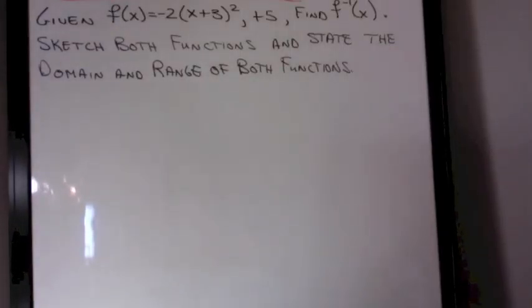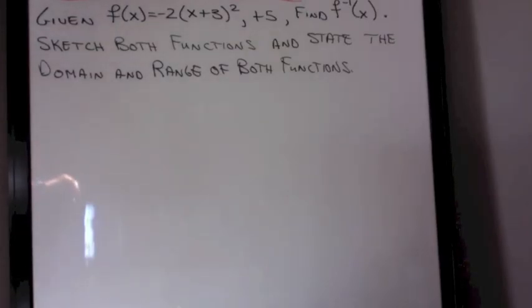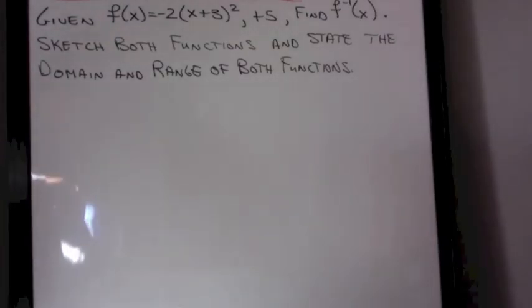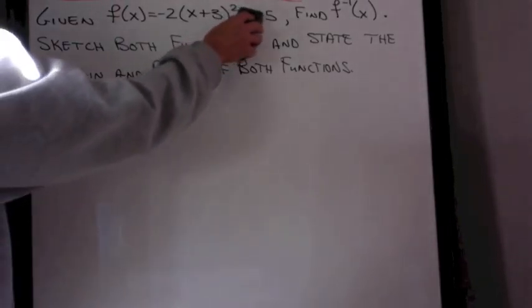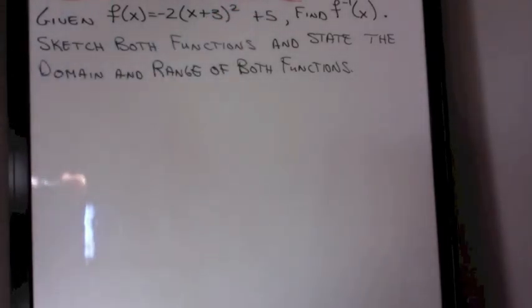Okay, so here what I have written, this is a typical inverse function type question that would be found in an 11U math course. So I've given you this function f of x, which is minus 2x plus 3 squared. That should say plus 5. And I want you to find its inverse. Then after you do that, you're going to sketch both functions and state the domain and range of each function.